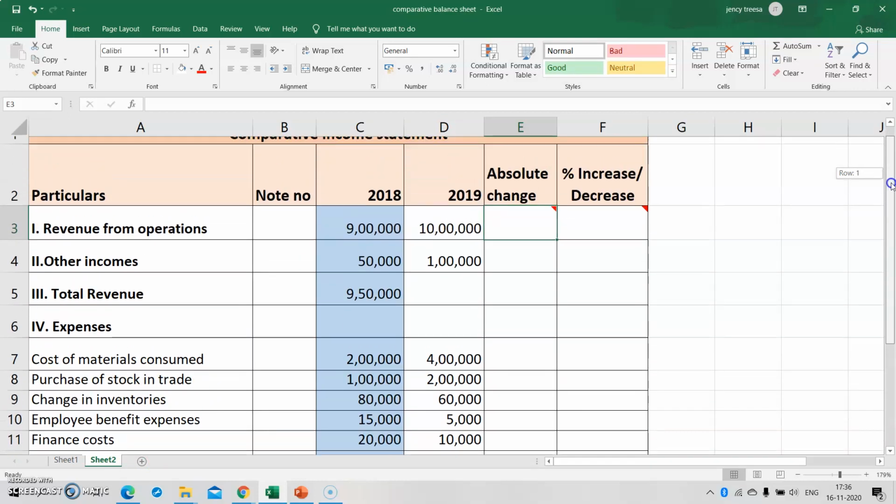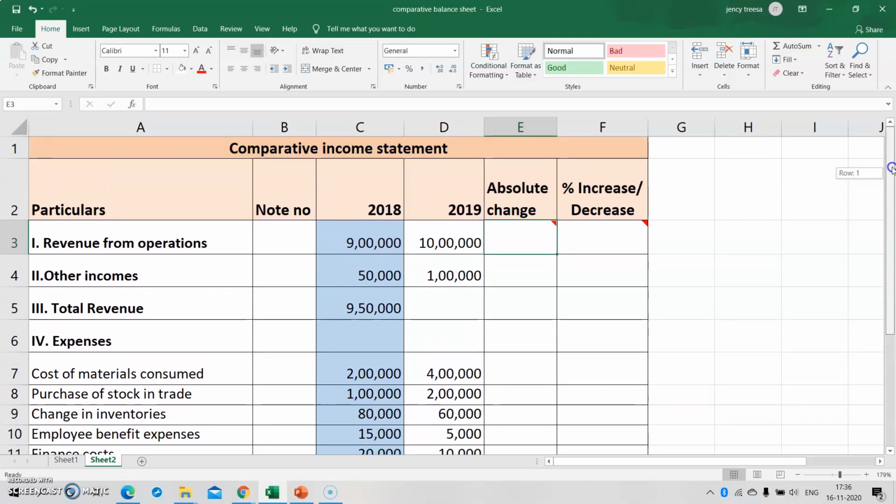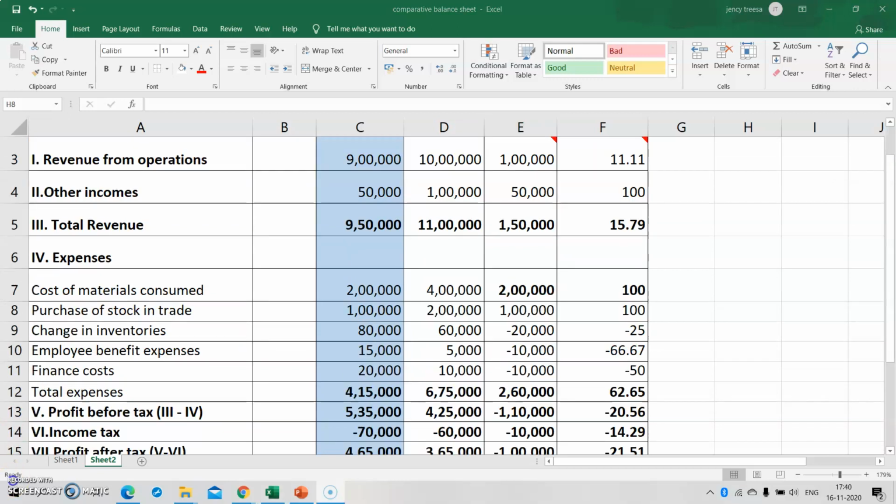That is how you will prepare the comparative income statement. Similarly, for other incomes also, you will do the same. That is, here you can see 50,000. Next is 1 lakh. So it is increased by 50,000, and 50,000 upon the base year's figure into 100 will give you 100%. So by looking at this, you can easily comment on how is the increase or decrease.